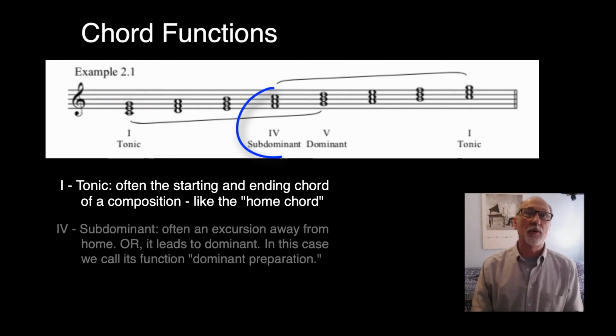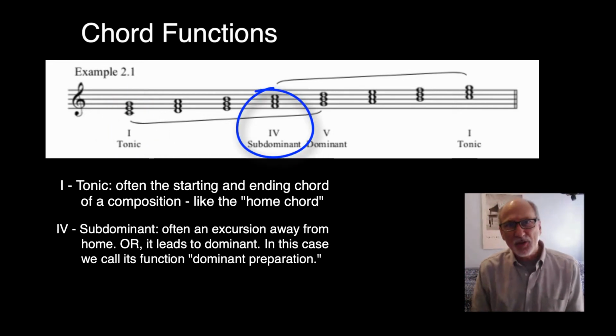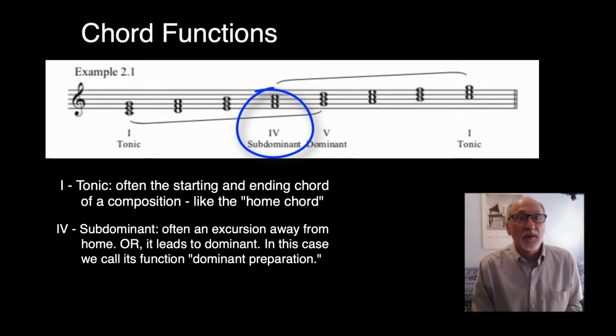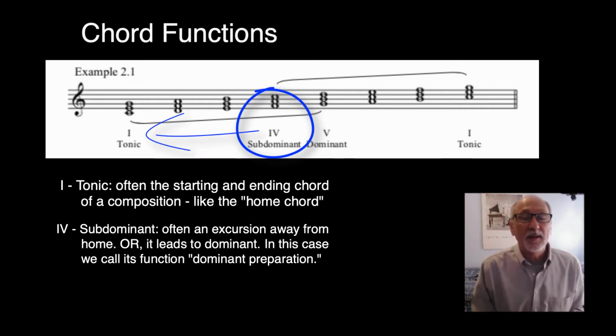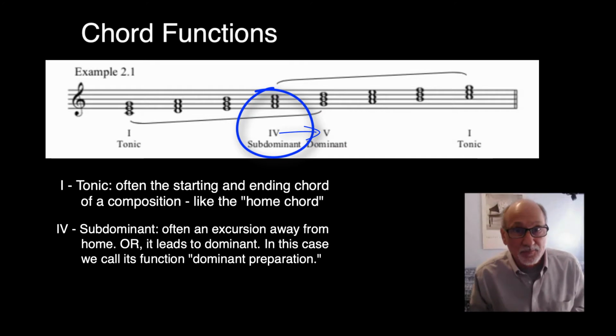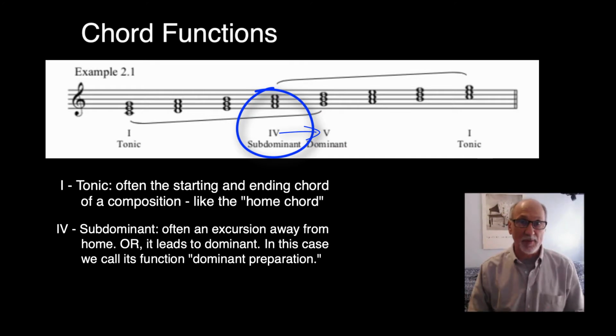The 4 chord, or the subdominant, is like an excursion away from home. It goes away from home. It might return back to the tonic, but it's also very likely that it might lead on to somewhere else. Here's the tonic chord. There's the 4 chord. It might go back to tonic, or it might go somewhere else. Sometimes it leads on to the dominant chord, and so because of this, and to put it in a functional category, we'll call that a dominant preparation chord.